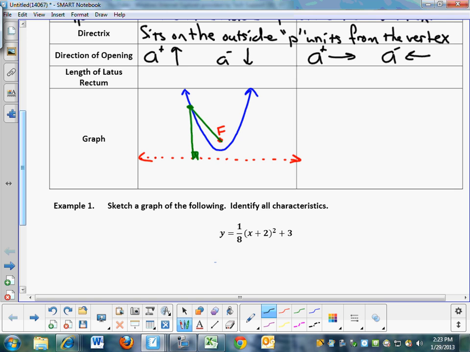Okay, length of latus rectum. Length is equal to 4p.